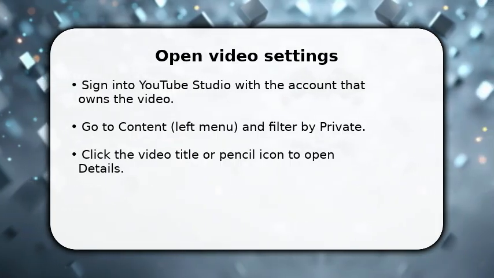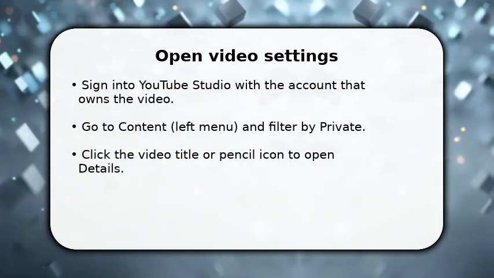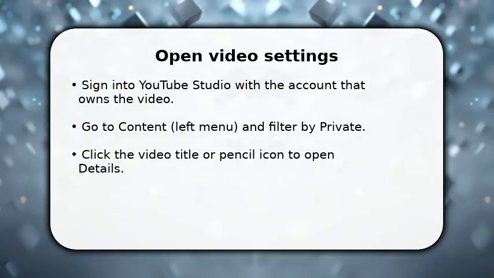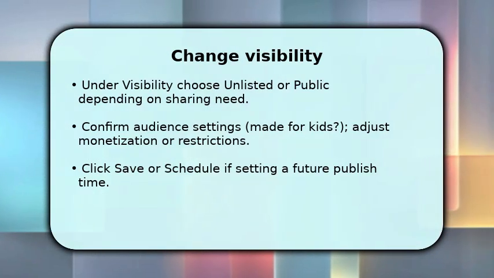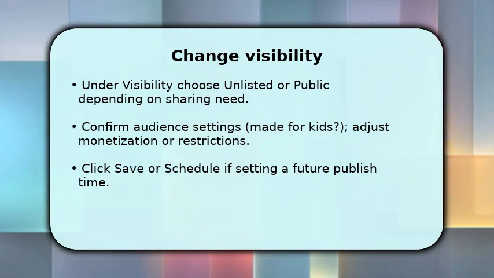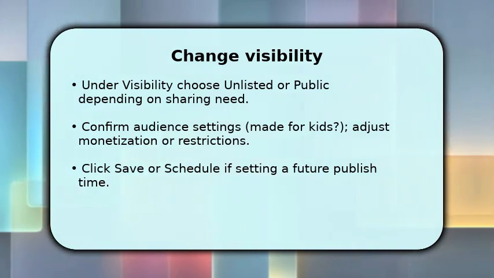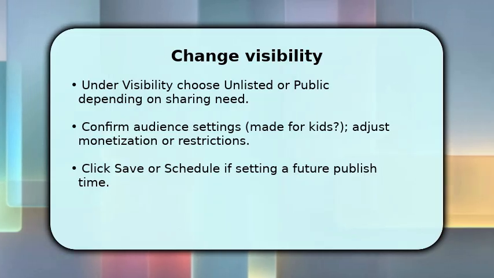Once in Details, you'll see visibility controls near the top. That's your first actionable control to change the access level. Now change visibility from private to unlisted if you want link-only access, or public if you want universal access. Choose Schedule to pick a future publish time.